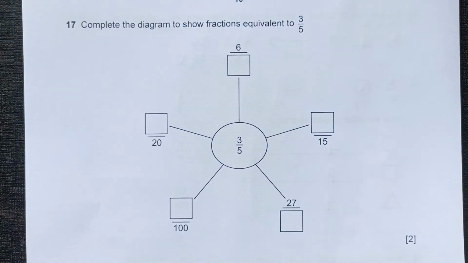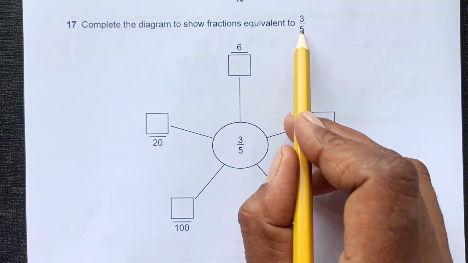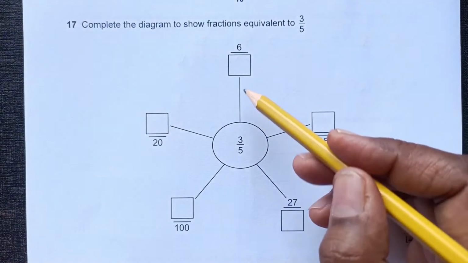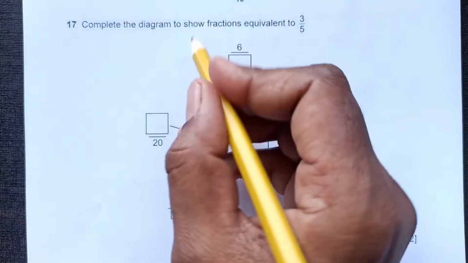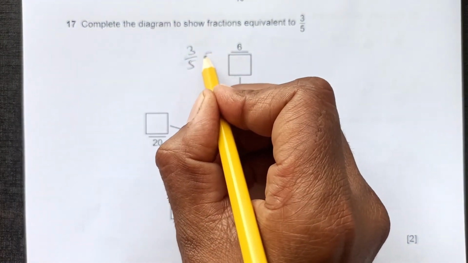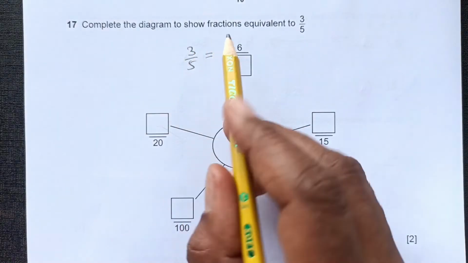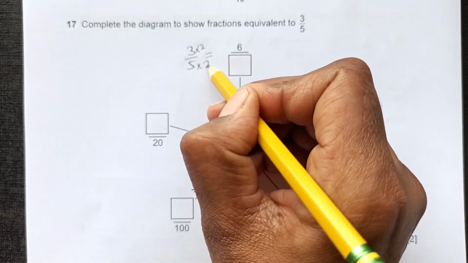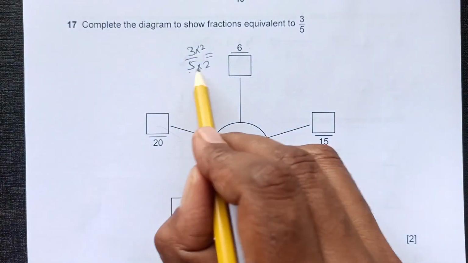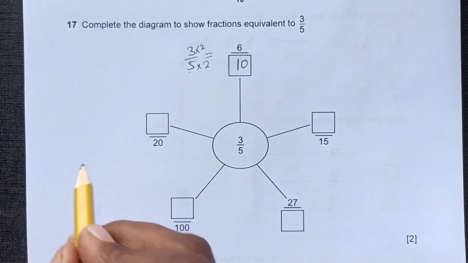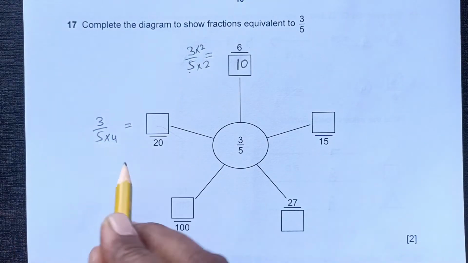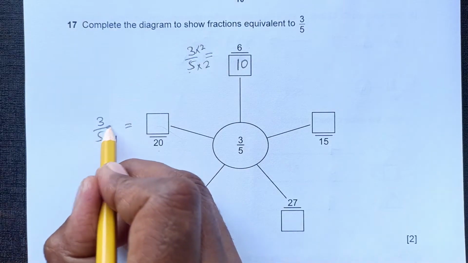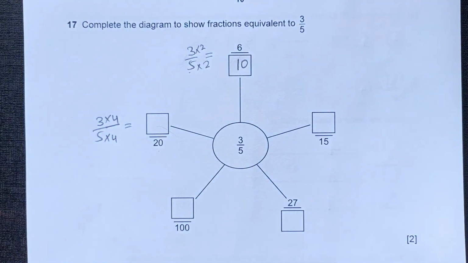Now complete the diagram to show fractions equivalent to 3 over 5. So that means all these answers are equal to 3 over 5. So from here, I can choose here 3 over 5 equals, so you see this is times 2. So if this is times 2, this should also be times 2. So 3 times 2 is 6, 5 times 2 is 10, right? Now here again 3 over 5 equals this one. In the denominator we have 20, 5 times 4, so we will multiply by 4 again here. So this is going to be 12, right?